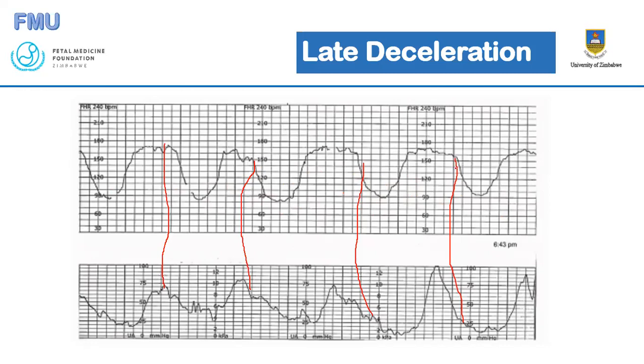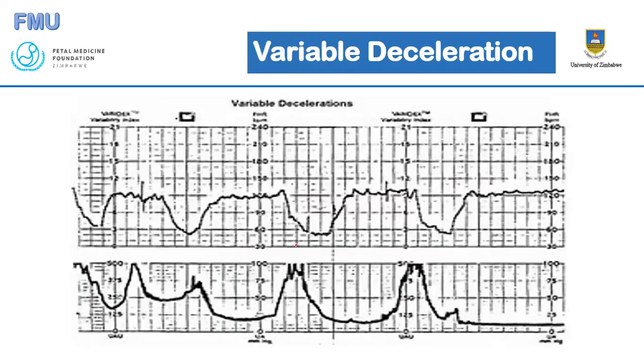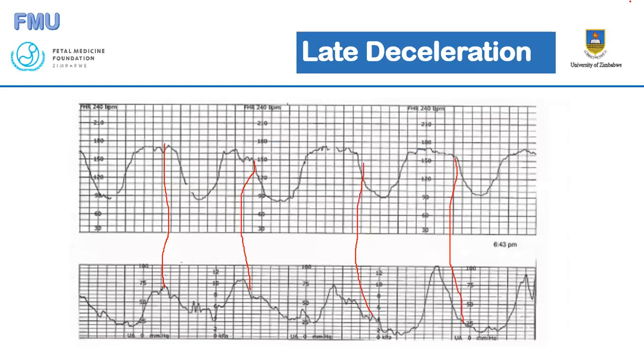Then the variable decelerations, they have a poor relationship with contraction. There is no specific defined relationship with contraction, as you can see there. The variable decelerations are caused by umbilical cord compression. So this kind of deceleration normally responds to positional changes. It is common for the baby to compress the cord during the laboring process, depending on the position. So if you do see this kind of deceleration, you might need to move the woman to a position that allows the cord to be dislodged from the compression.